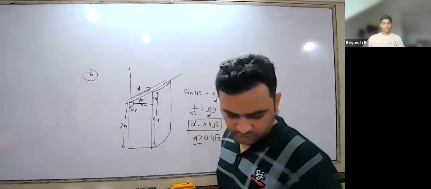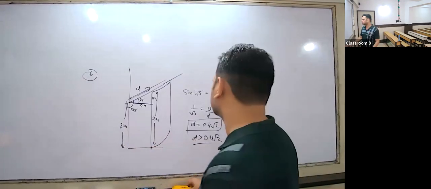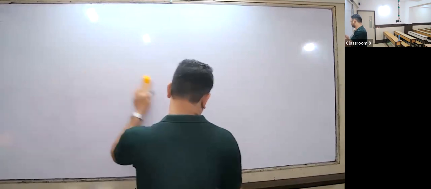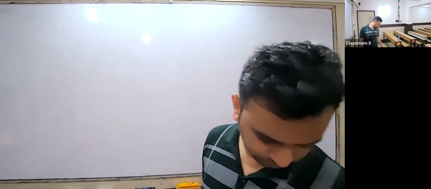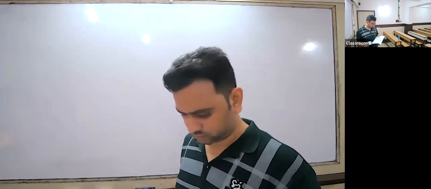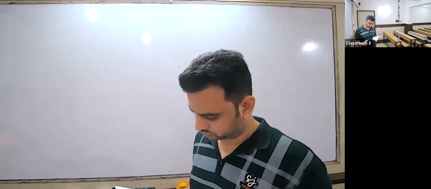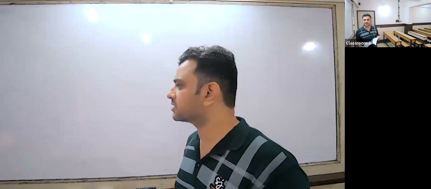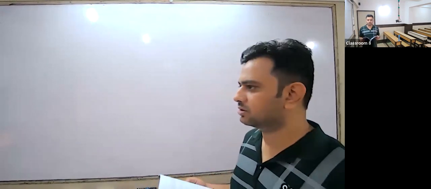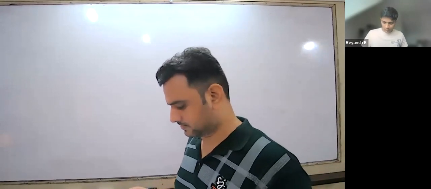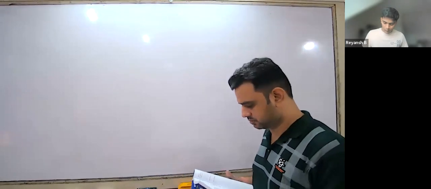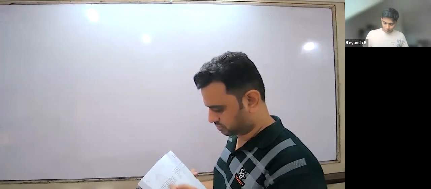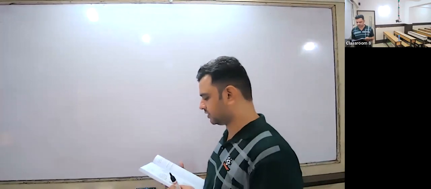Got it? Okay. So last question, question number 7 on this exercise. Don't see the options, actually they are copied from question number 5. Is it 50? Correct. Very good.